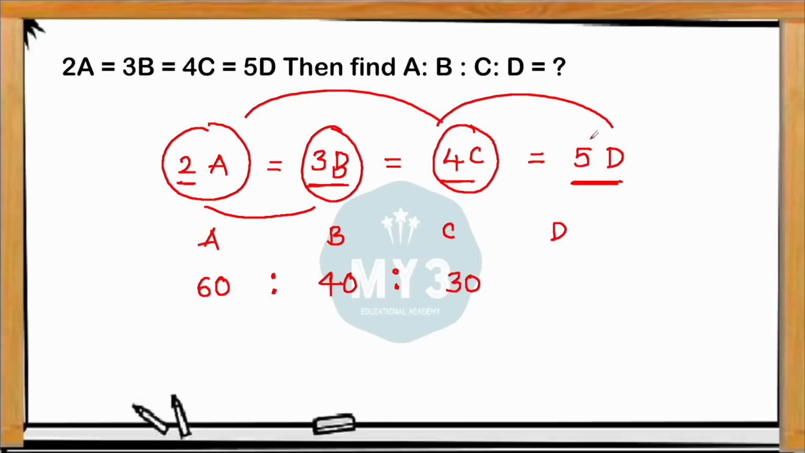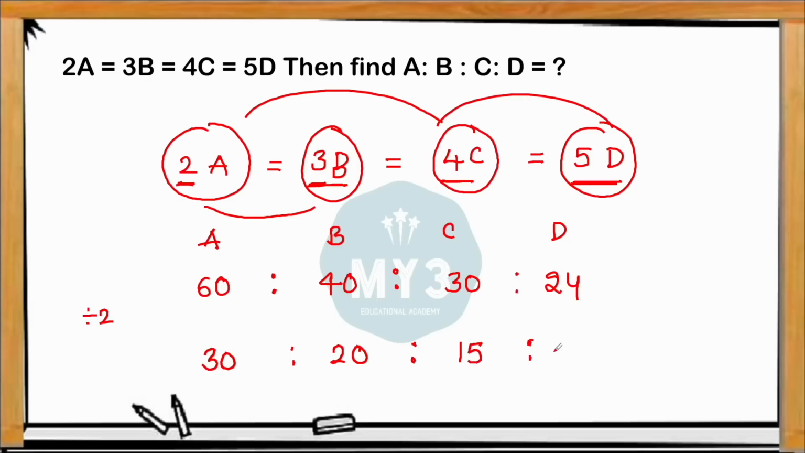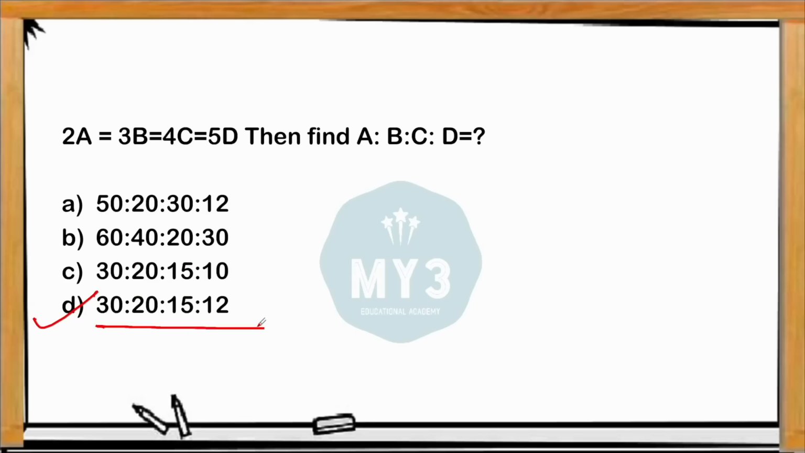To get D value, just close this, multiply the other terms. 2 into 3 into 4. 2 3s are 6. 6 4s are 24. That is the value of D. So you can further simplify this. If you divide everything with 2, 60 by 2 is 30 and 40 by 2 is 20, 30 by 2 is 15, 24 by 2 is 12. That will be the ratio of this. So you can mark the answer as 30 is to 20 is to 15 is to 12, which is available as option D for us.